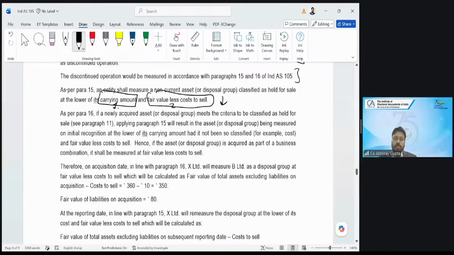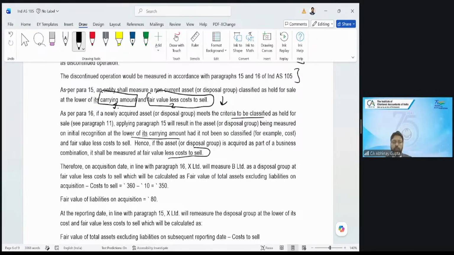So in this case, the newly acquired asset or the disposal group meets the criteria to be classified as held for sale, right? And it will be measured on initial recognition at the lower of its carrying amount, had it not been so classified, for example cost, or the fair value less cost to sell. Hence, the asset or the disposal group acquired in a business combination shall be measured at the fair value less cost to sell.